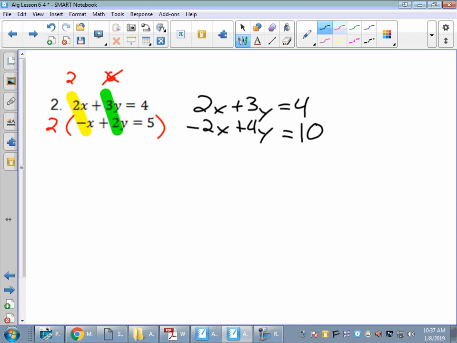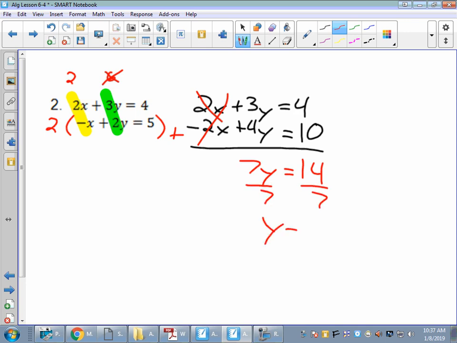All right, so now we can eliminate with addition. So we see that these are going to cancel out. So now I can bring down my 3y and 4y, make a 7y, equal sign, and 14. And then I just have to divide through by 7, and y would equal 2. We got my y value.